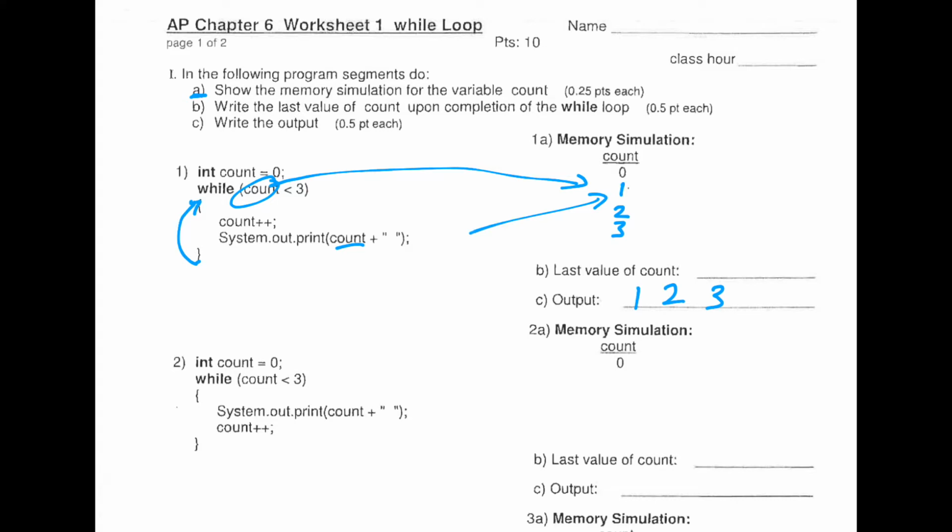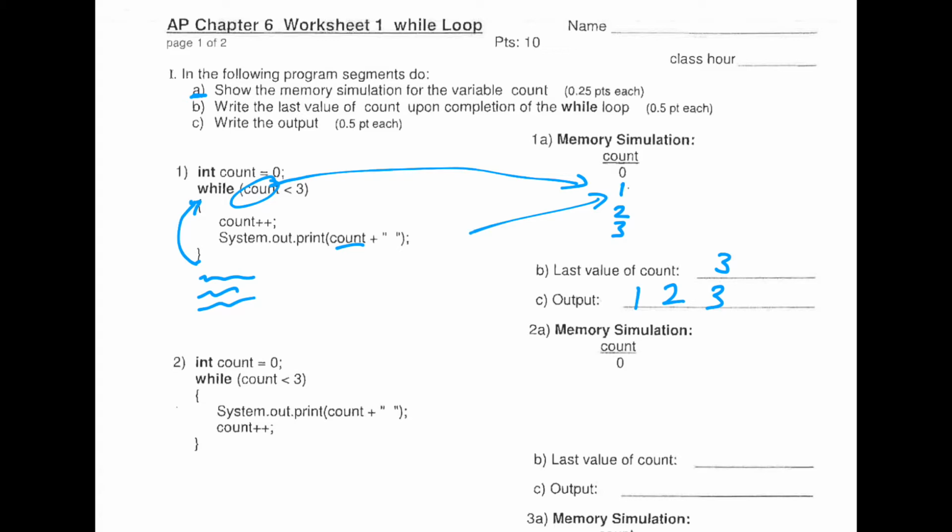All right, so my loop finished. I go back and I check it, and I say, is 3 less than 3? It is not. So then that loop's going to end, and we're going to move on to any code that may have been after that bracket. So the last value of count for this one is going to be 3, and it's going to output 1 space, 2 space, 3 space there.